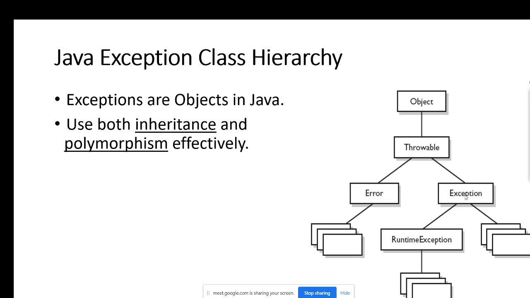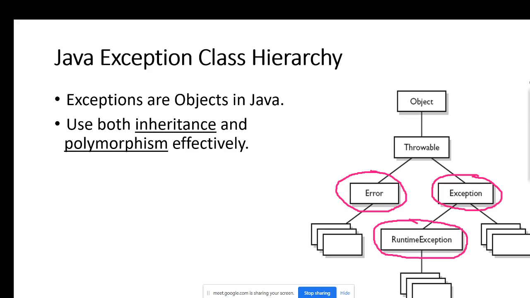Then as a subclass of the Exception class, we have a class called RuntimeException. So when it comes to exception handling in Java, the most important classes for us are the class called Error, the class called Exception, and the class called RuntimeException. Those are the three classes we are really interested in. But we have to remember that all three classes are derived from the class called Throwable.